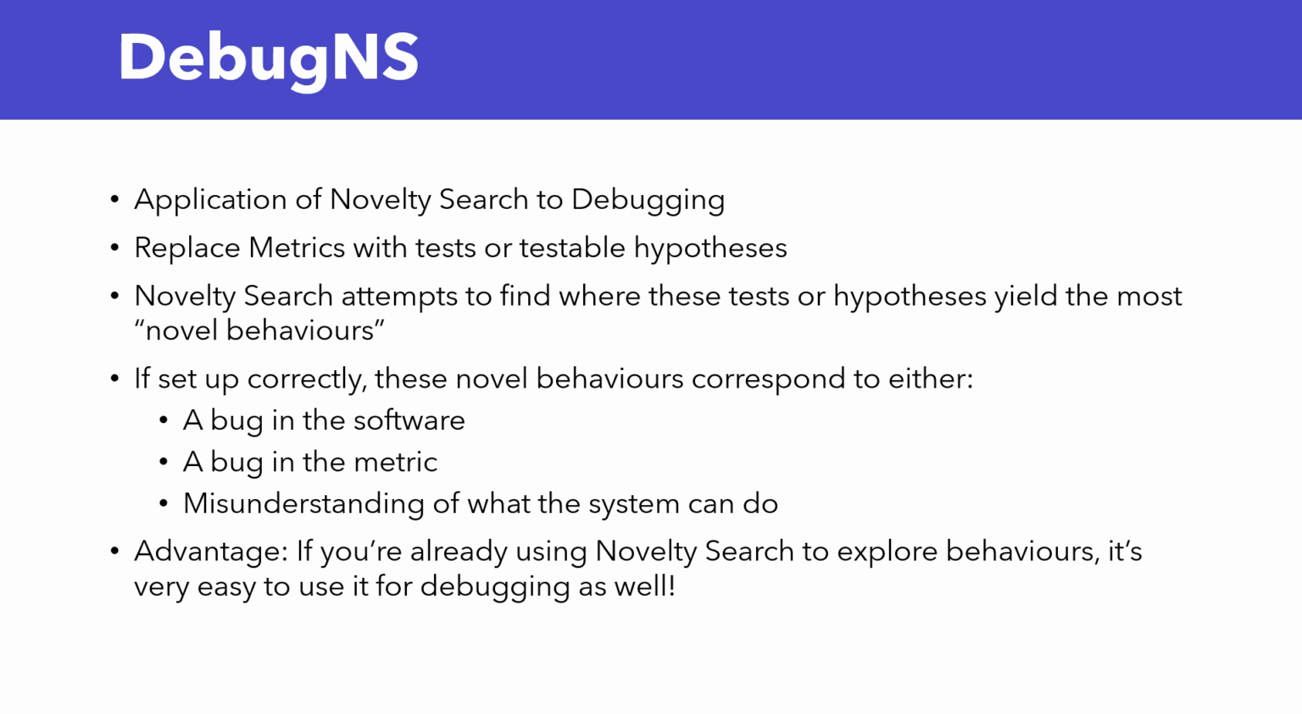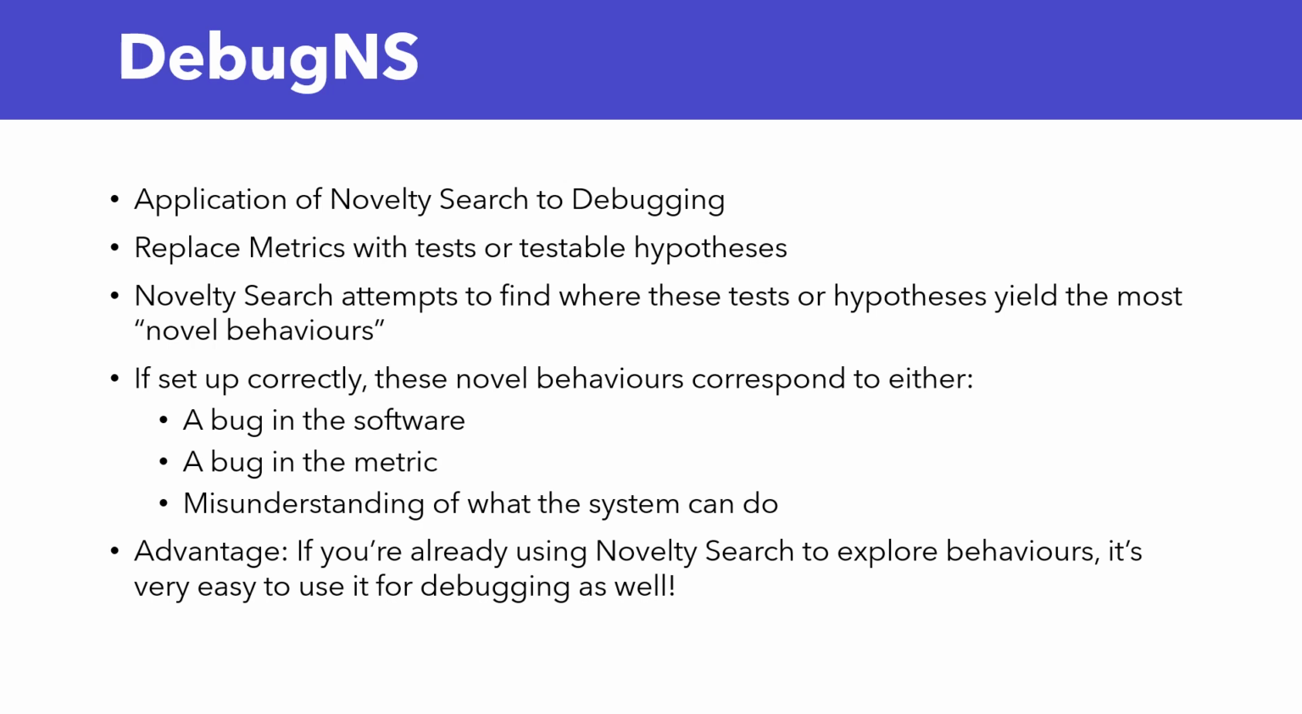DebugNS replaces the standard metrics used in novelty search with tests or testable hypotheses. It then uses novelty search to find where these tests or hypotheses yield the most novel behaviors. If software is bug-free, then the expected result of DebugNS is that there are limited novel behaviors to discover. However, if DebugNS is able to find novel behaviors which break the user's hypotheses on how the software should behave, then these likely correspond to bugs.